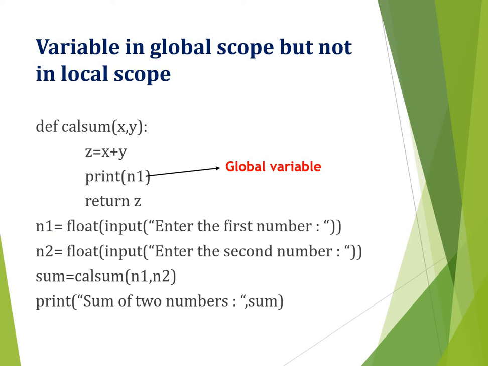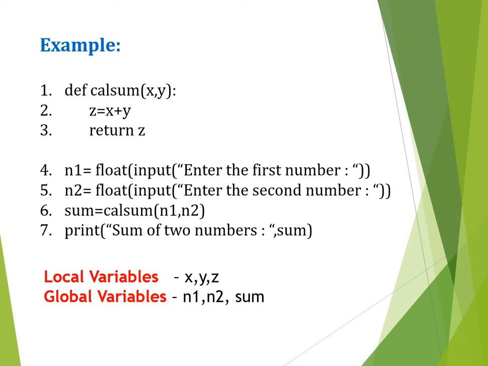Look at this example carefully. There are three variables n1, n2 and sum defined in the main program. So n1, n2 and sum are defined in the main program, and three more variables x, y and z in the function.